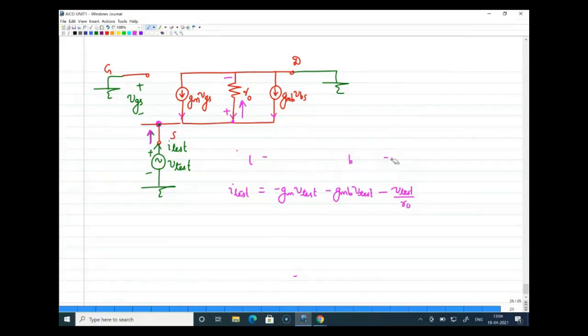KCL, shouldn't it be on the other side, the V test by R? Yes. I made a mistake. Sorry.